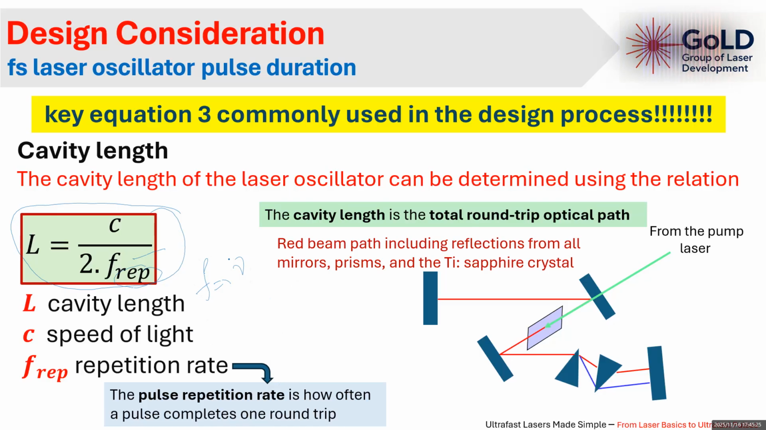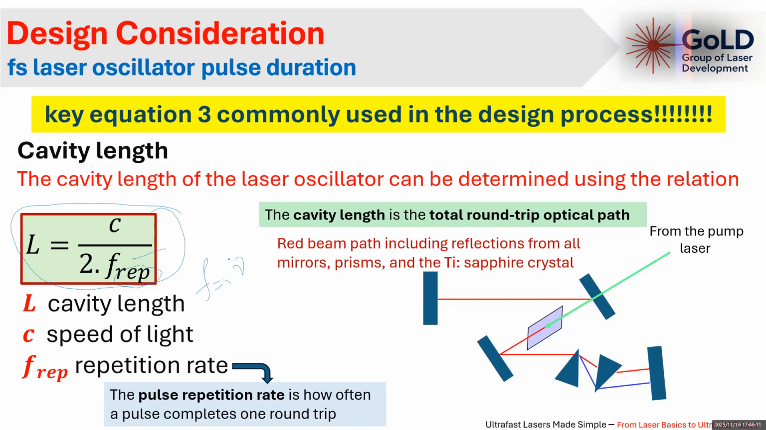So c is the speed of light. Basically, according to the repetition rate you are expecting, or calculating, or designing for, you can calculate the length of the cavity, or vice versa. If you have the length in your mind, you can calculate the repetition rate. But usually we assume the repetition rate, with some standard values, 80 megahertz or something like this.